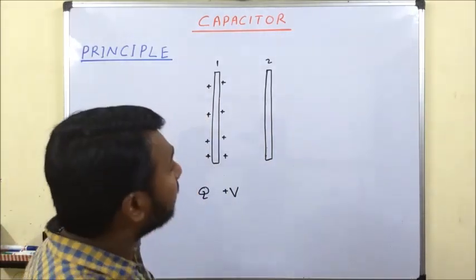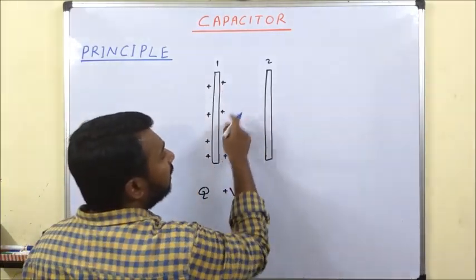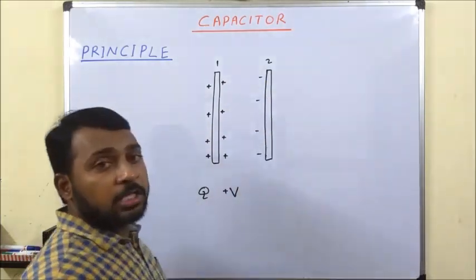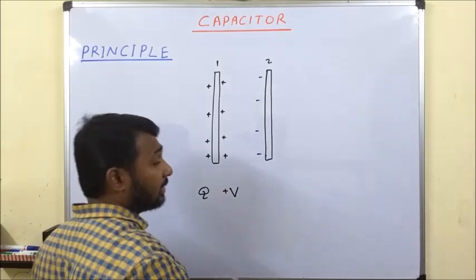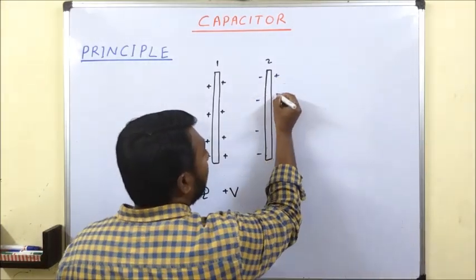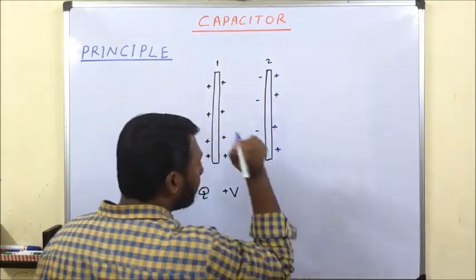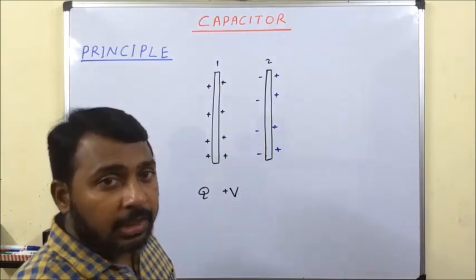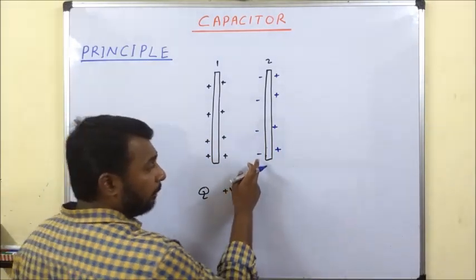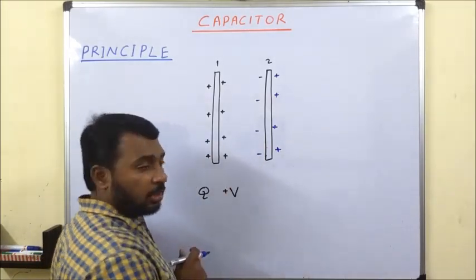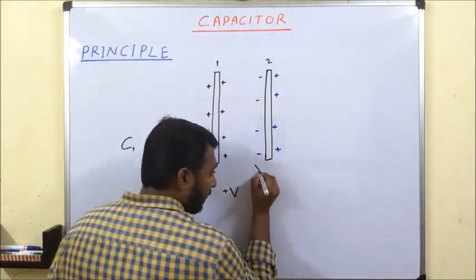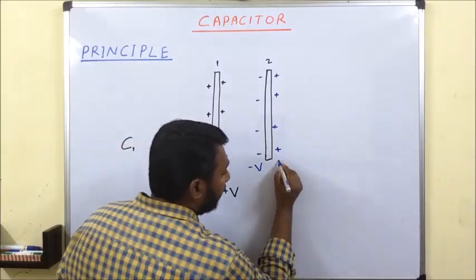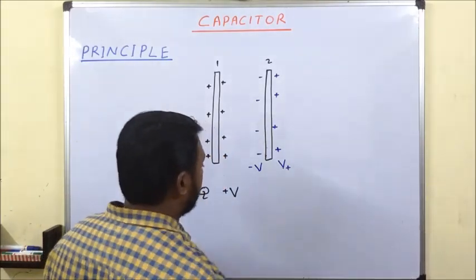And do you know what will happen? Near the positive side, some negative charges will be induced. Similarly, on the other side, an equal positive charge will be produced, due to electrostatic induction. Now, due to these negative charges on the left-hand side, there will be a negative potential, and on the other side there will be a positive potential.